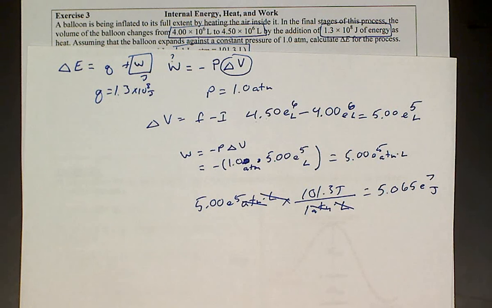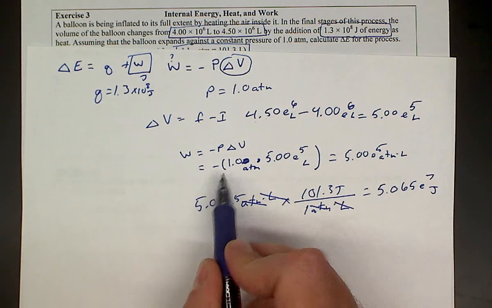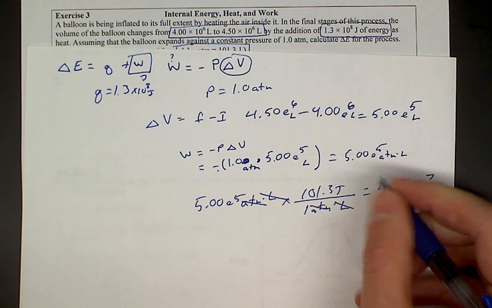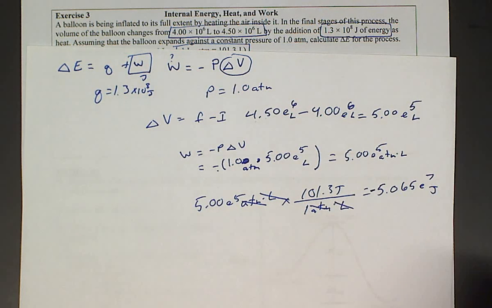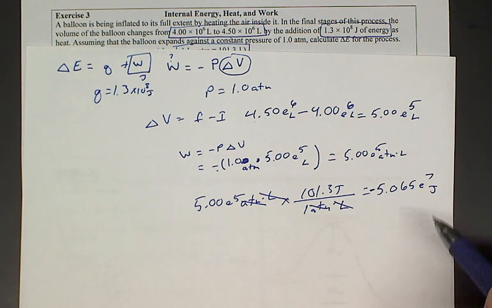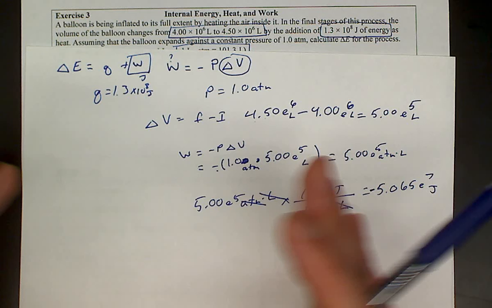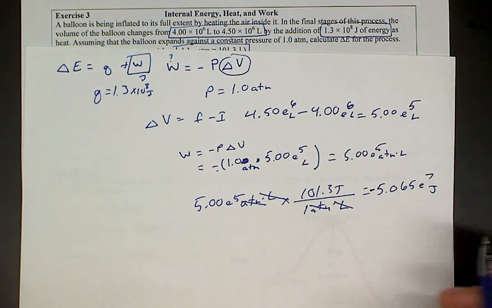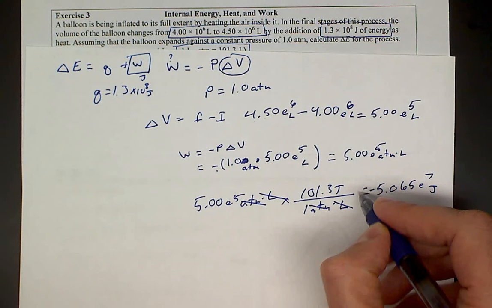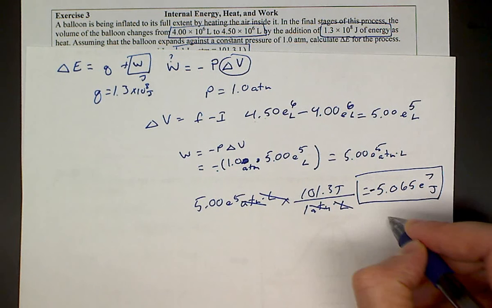Now, notice that this has a negative right here, so this is actually a negative number, which makes sense because the work that is being done, we have the expansion of the balloon, so we're pushing that balloon into the environment.